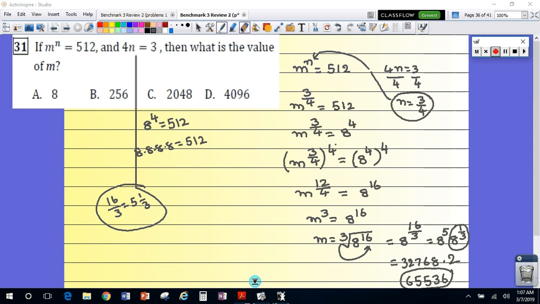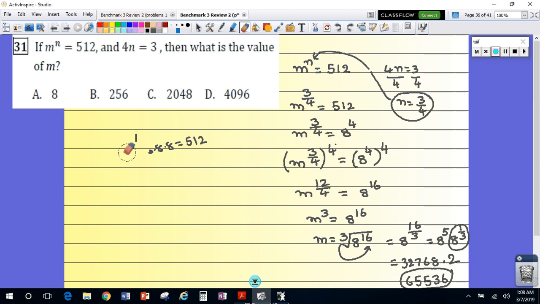Yeah, I made a mistake here. It is not 8 to the 4th power, it is 8 to the 3rd power, right? I'm sorry here. So we need to change everything. So this is 8 to the 3rd power.